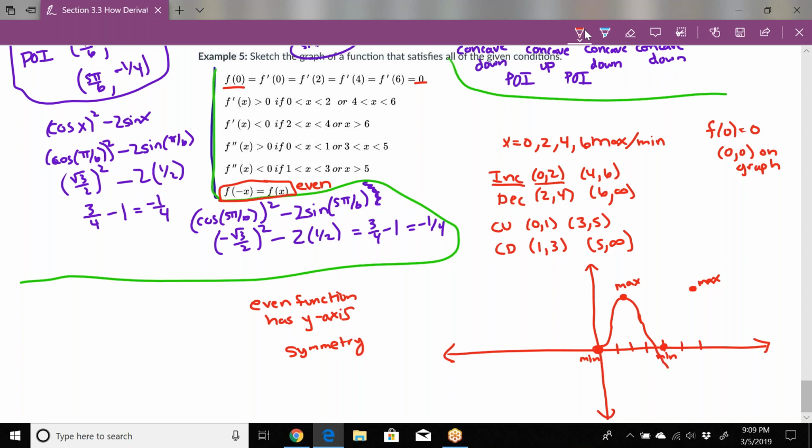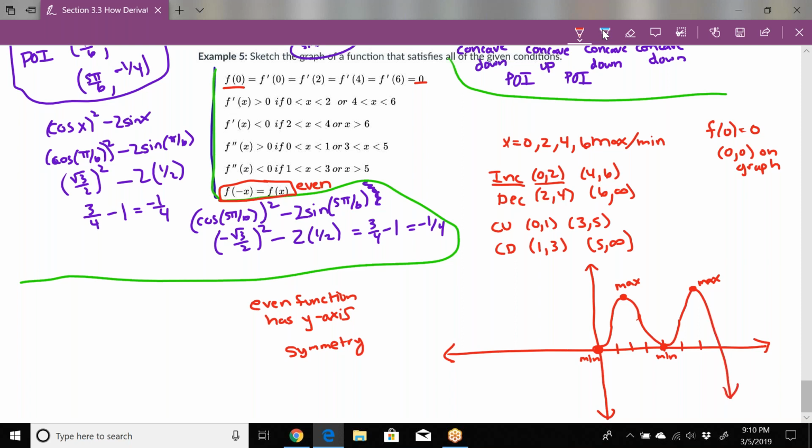So at 4, oops, not paying attention to where I'm drawing. We have to actually touch our point. So we're going to hit this, and then we're going to go up again until 5. And then from 6 to infinity, we're going to be concave down. So that just means it keeps going down forever.